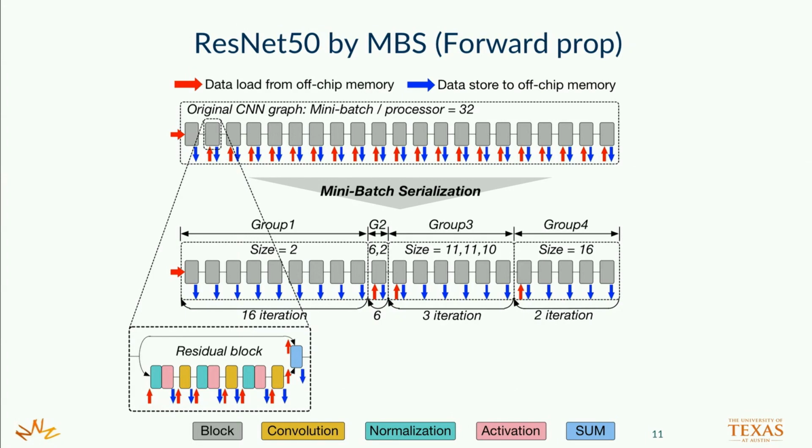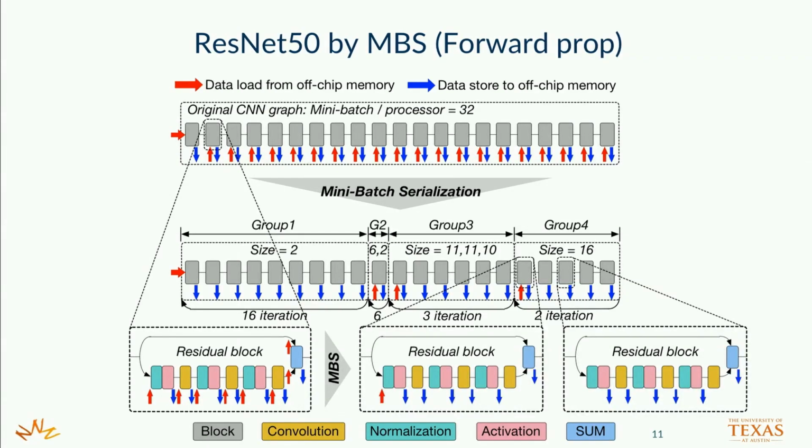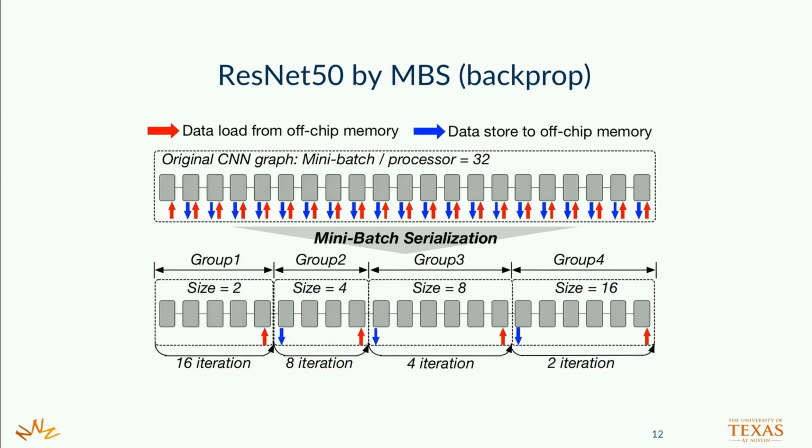If we zoom in on the residual module in RegNet, it looks more obvious. In the original graph, we have to fetch the inputs for all the layers from the off-chip memory. But in MBS, we only fetch the inputs for the very first layer in the very first layer group, removing lots of off-chip memory traffic. And in backpropagation, we don't need to store their outputs to the off-chip memory, so it removes more memory traffic. It has a slightly different grouping configuration compared to forward propagation because the data reuse pattern is slightly different.